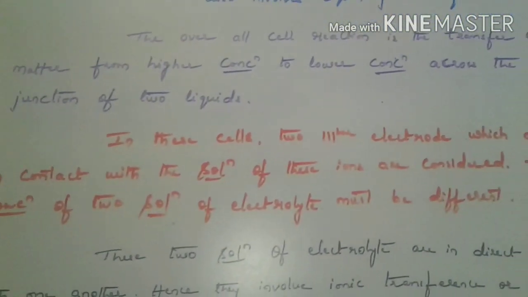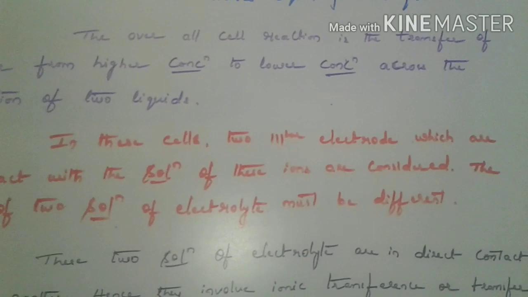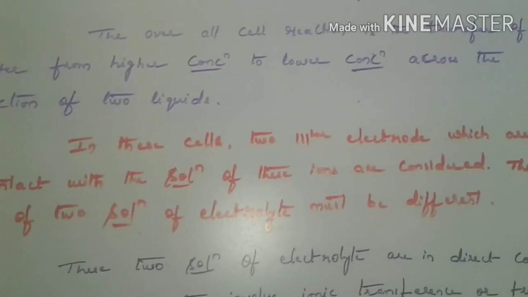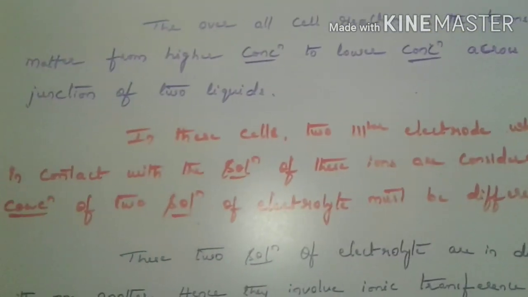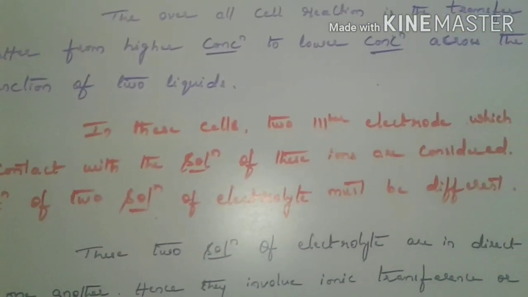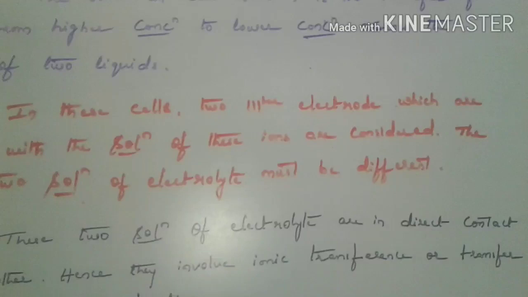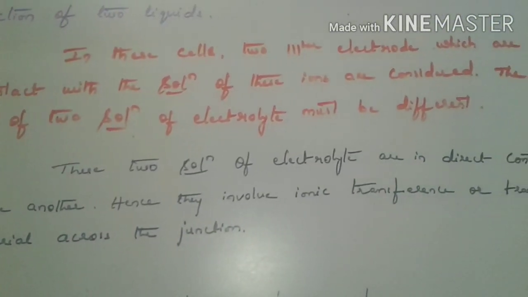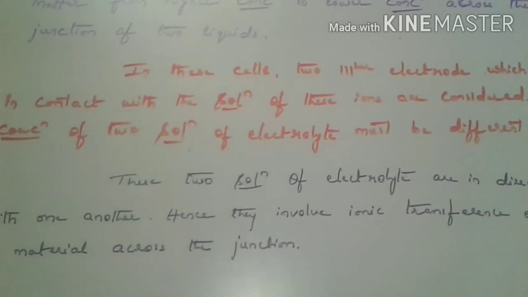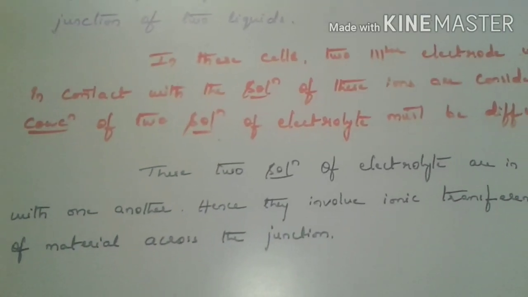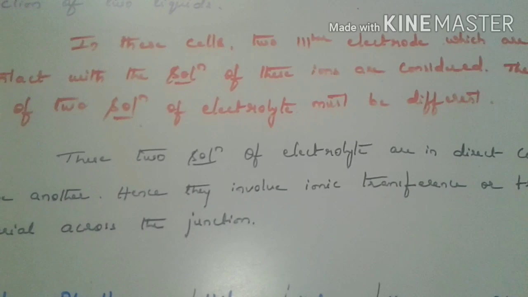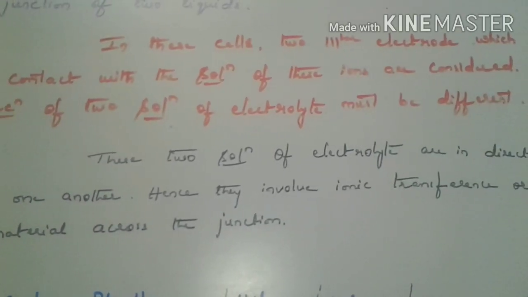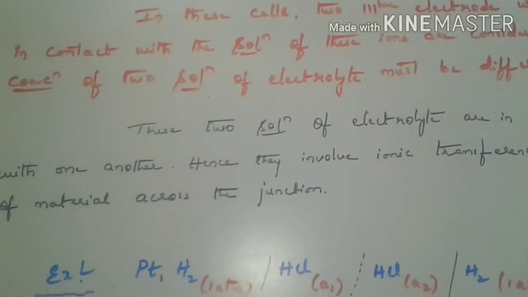In these cells, two similar electrodes which are in contact with the solution of their ions are considered. The concentration of the two solutions of electrolyte must be different. These two solutions of electrolyte are in direct contact with one another, hence they involve ionic transference, or transfer of material across the junction.